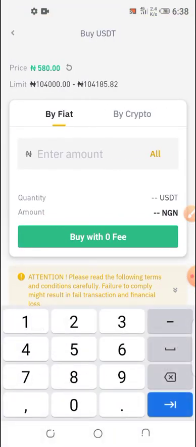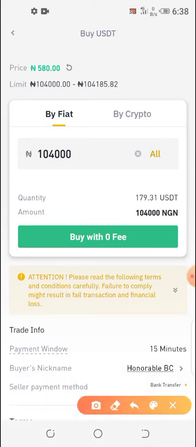Okay, so you just enter an amount. I think this one says minimum is 104,000. So let's say 105,000, for example. Okay, so we want to buy. It also shows you approximately, remember the rate is 580. So when you divide 104,000 by 580, you should be getting roughly this 179.31 USD. That's what you should be expecting.